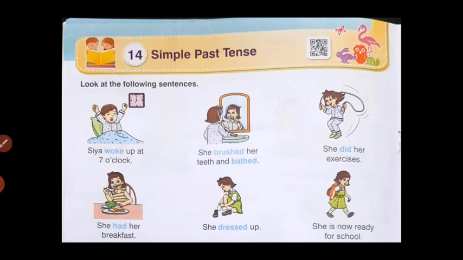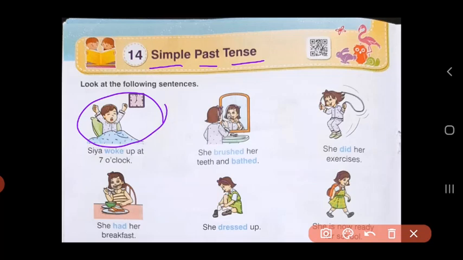Today we will do a lesson called Simple Past Tense. Past tense means the tense or the time where things have taken place long before. Let us look at the following sentences.